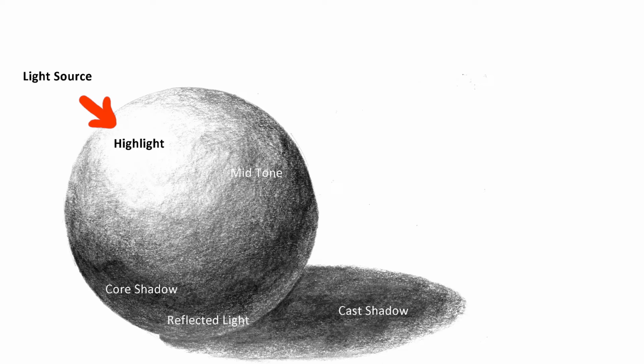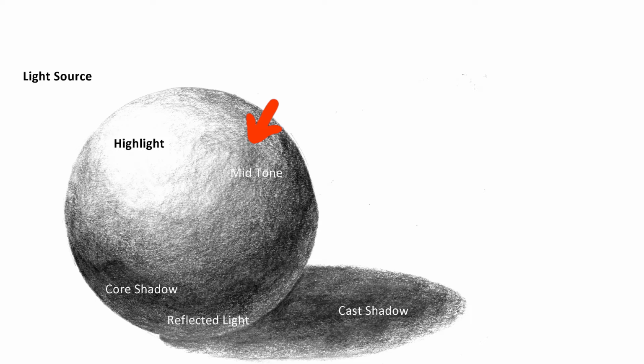The lightest values of your object should be reserved for its highlights. These may be 0% white, but they could also be a light gray, depending on how dark the local value, or the overall color of your object, is. Brighter lights also tend to create brighter highlights.